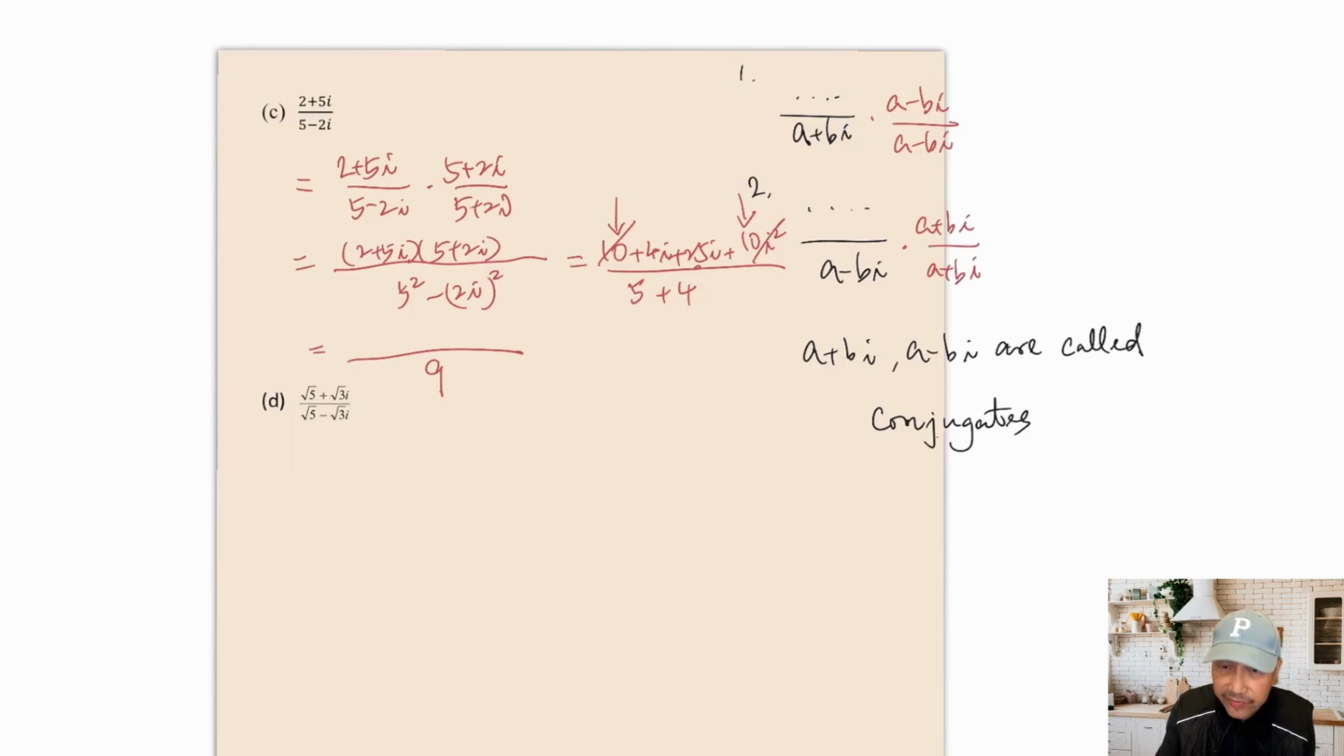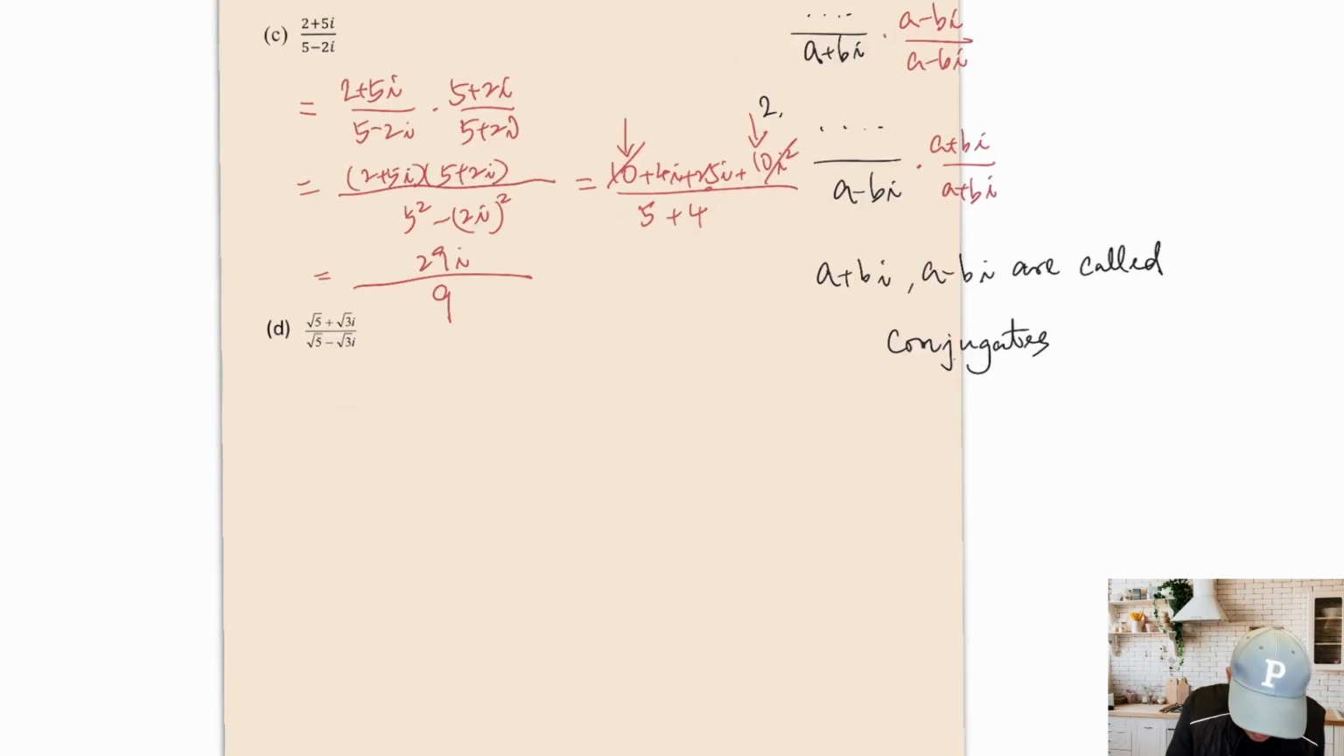4i plus 25i is 29i. Okay, so the answer is 29i over 9. Okay, in part D, we try to concentrate on the denominator. The denominator is root 5 minus root 3i.